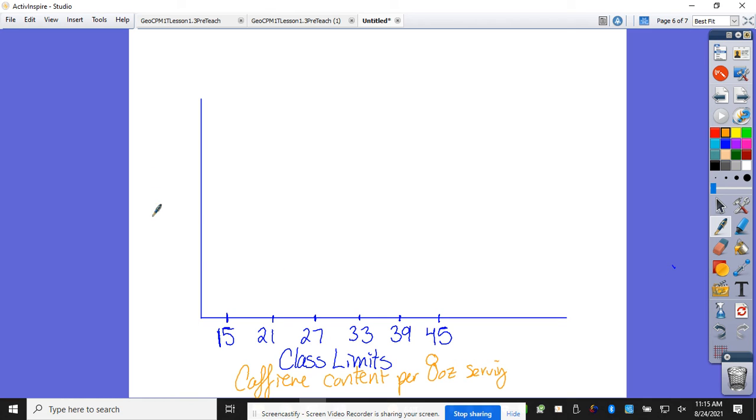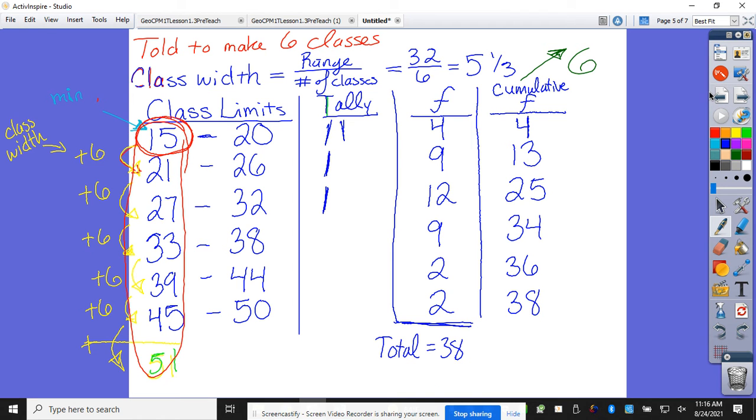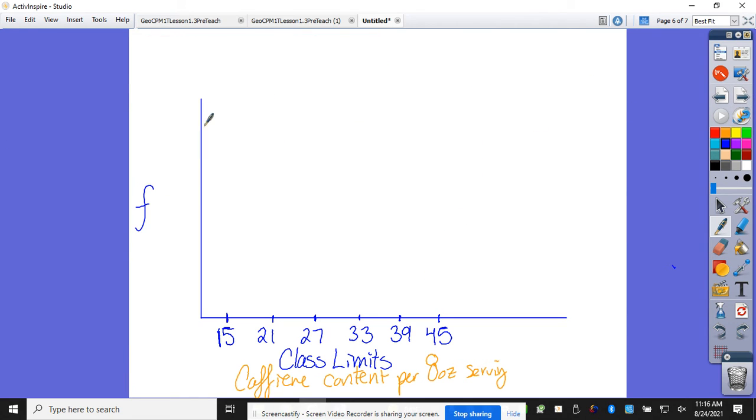All right, what's going to go on the y-axis? Frequency. How high do I need to go? I'm just going to graph this. So this one I'm going to deal with later. I just wanted to talk about it right now. We're just actually going to graph these. So I just need to make sure I at least make it to 12. Some of you are going to go past 12. That's fine. Probably just going to go by 2s.